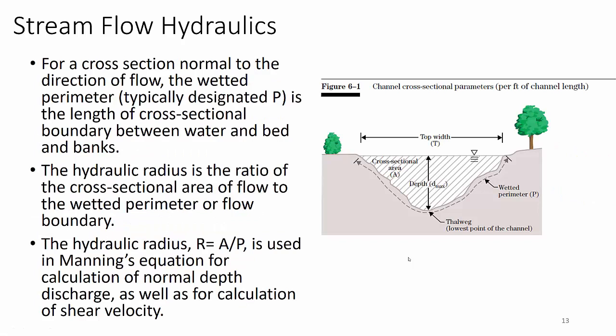For a cross-sectional section normal to the direction of flow, that is perpendicular to the direction of flow, the wetted perimeter, typically designated P, is the length of the cross-sectional boundary between water and bed and banks. So the wetted perimeter is the boundary from the top of the water all the way around. The hydraulic radius is the ratio of the cross-sectional area of flow to the wetted perimeter. So all this cross-sectional area divided by wetted perimeter gives you the hydraulic radius. If it's a circle, it's just the radius, by the way. The hydraulic radius R equals A over P is used for Manning's equation for calculating normal depth discharge, as well as calculation of shear velocity, which is what we use the Reynolds number for.